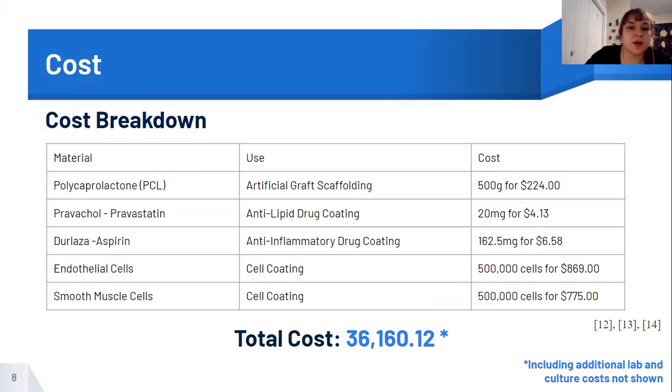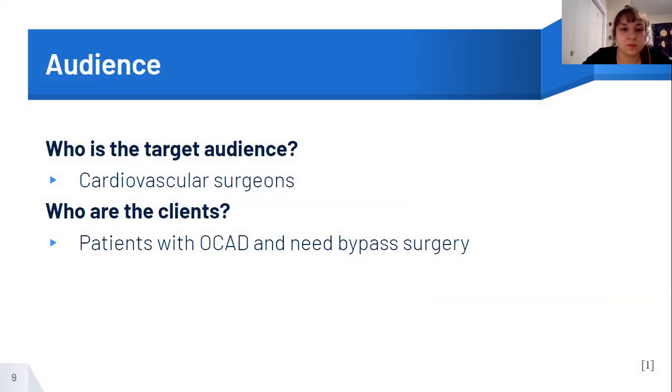So shown here is the breakdown of our cost for a device, and there's a breakdown per individual material. And when factoring in all these individual costs, along with additional lab and preliminary cell culture costs, our device is approximately $36,160.